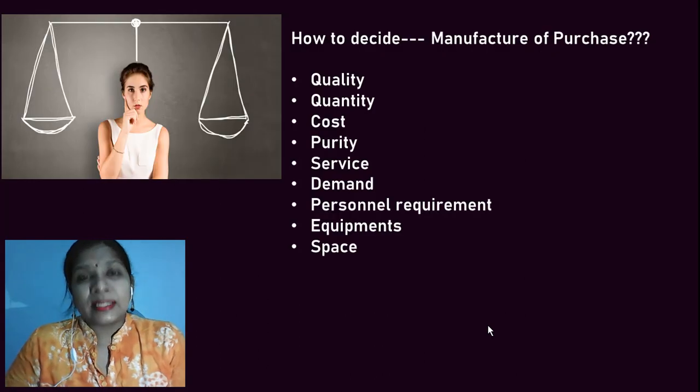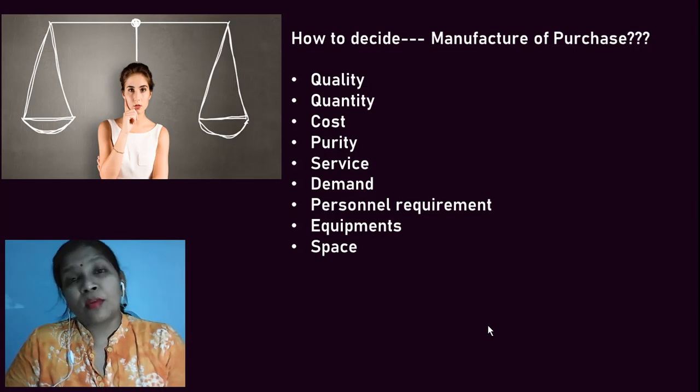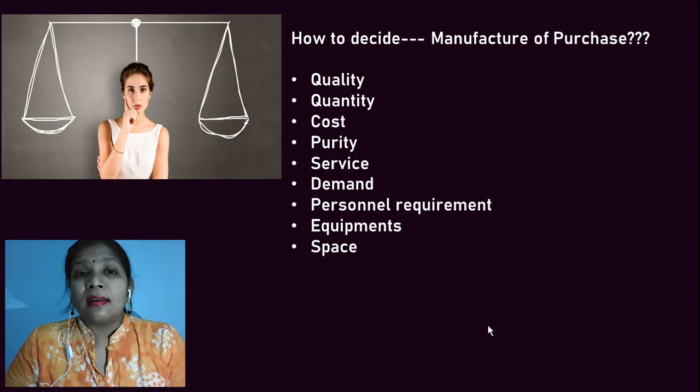Now, how to decide? This slide is a very important slide, on how to decide whether we have to manufacture or whether we have to purchase it from the manufacturer outside. Now, we have some bullet points which will give you an idea whether you need to manufacture or whether you need to purchase it.